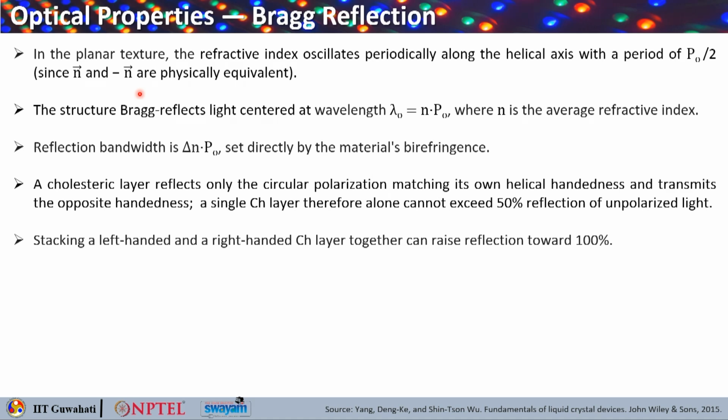So what you can do is stack a left-handed and a right-handed cholesteric layer together, and then you can raise the reflection towards 100%, since each will reflect its own handedness. So we understood the formula of the reflected light here. Lambda naught, the center wavelength of the reflection, will match the pitch of the helical axis, that is n p naught, and the bandwidth delta lambda comes from delta n, the birefringence of the material, times p naught.